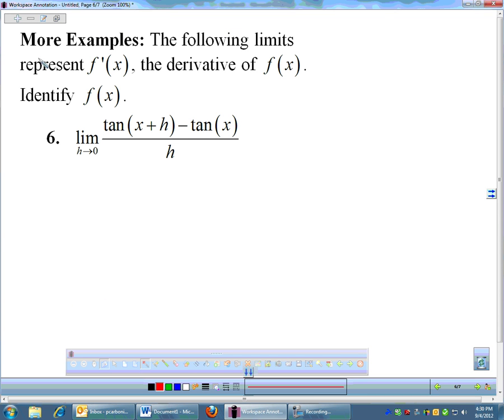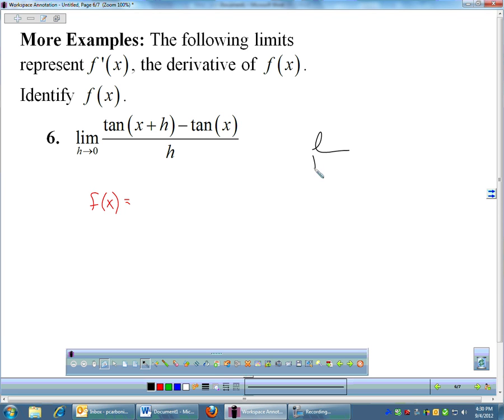I have a few more examples. This time, I'm giving you the limit that represents just the generic function f prime of x. I'm not plugging in any kind of a point. I'm simply saying, here's the limit. What is the function where I'm finding the derivative of it? So f of x, and you just simply have to identify what limit definition we're doing.